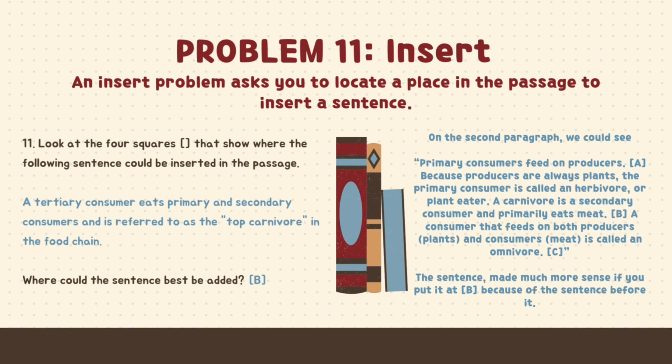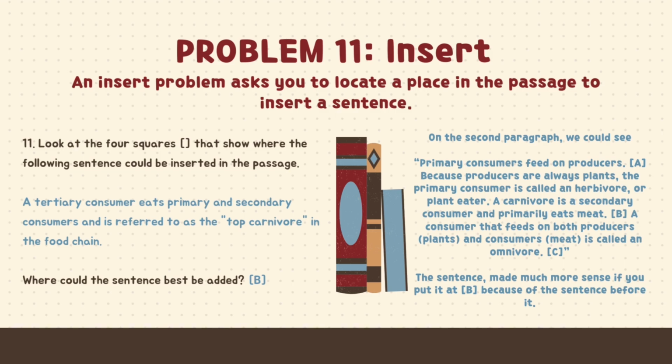Look at the four squares that show where the following sentence could be inserted in the passage. A tertiary consumer eats primary and secondary consumers and is referred to as the top carnivore in the food chain. Where could the sentence best be added?